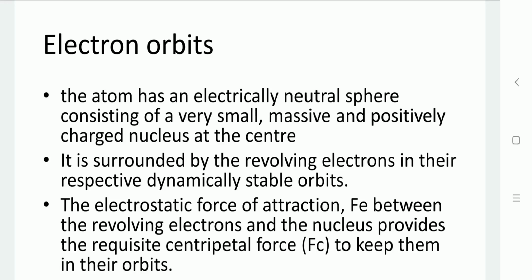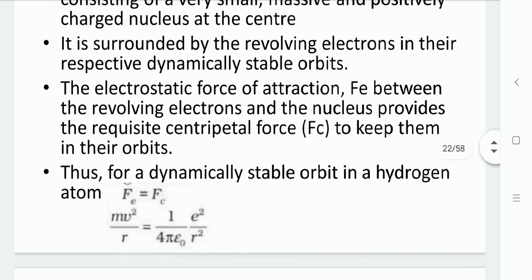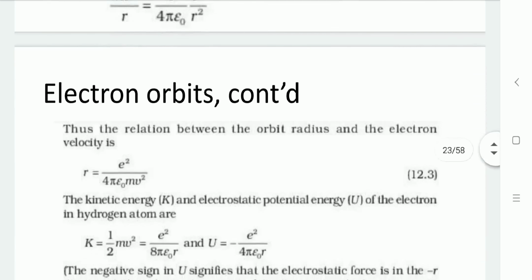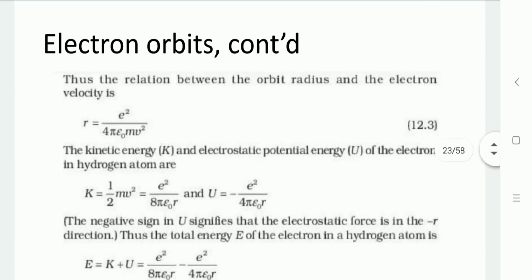If we calculate for hydrogen, we can determine Fe equal to Fc. Fc is mv square by r, that is the centripetal force, and Fe is based on Coulomb's force, 1 upon 4 pi epsilon 0 e into e by r square. So by equating Coulomb's law and the centripetal force and making r the subject of the formula, we get the radius of orbit r equal to e square divided by 4 pi epsilon 0 mv square.